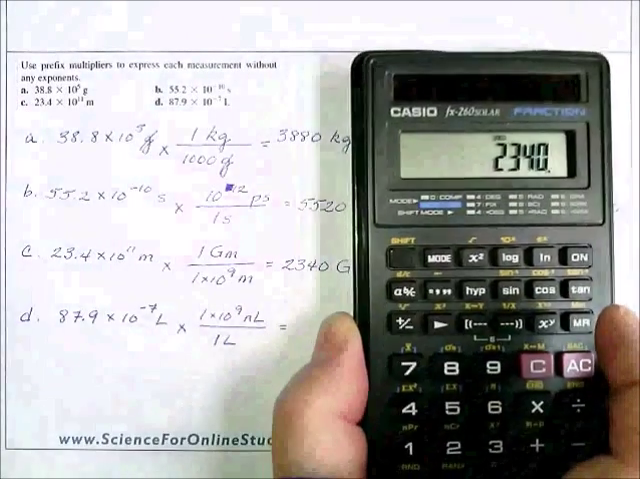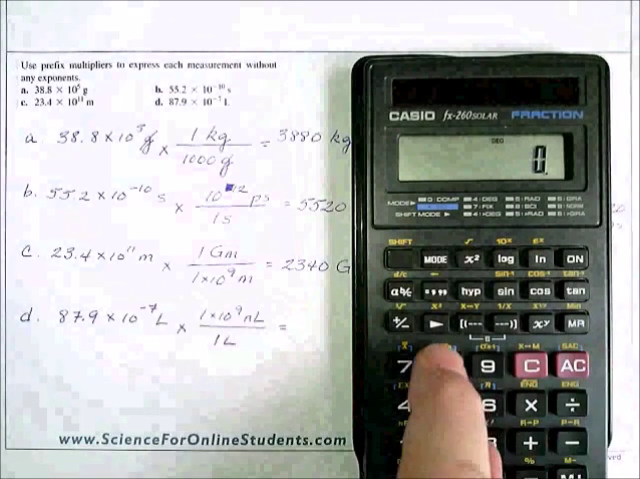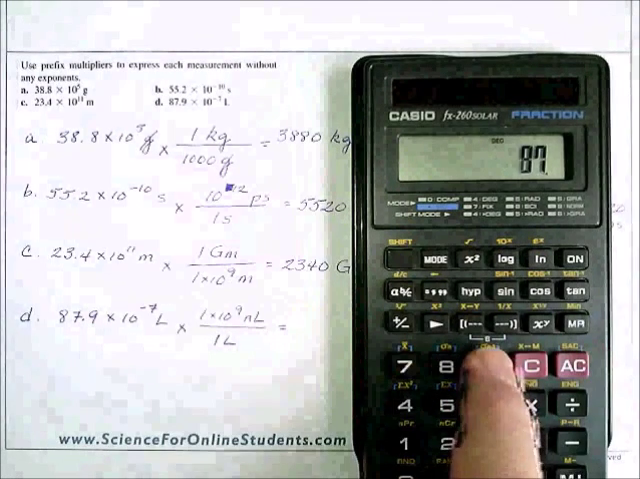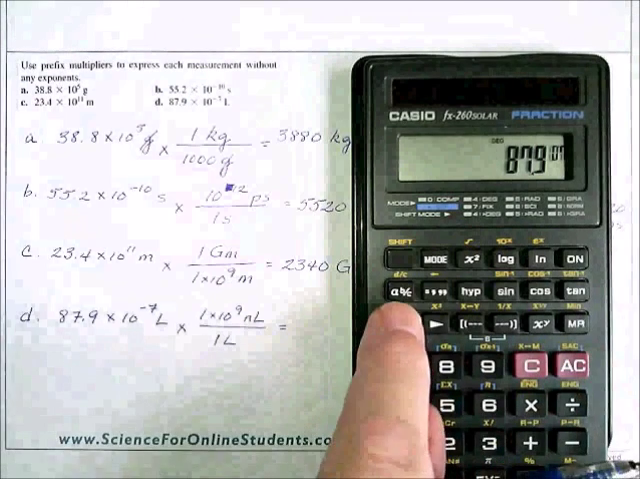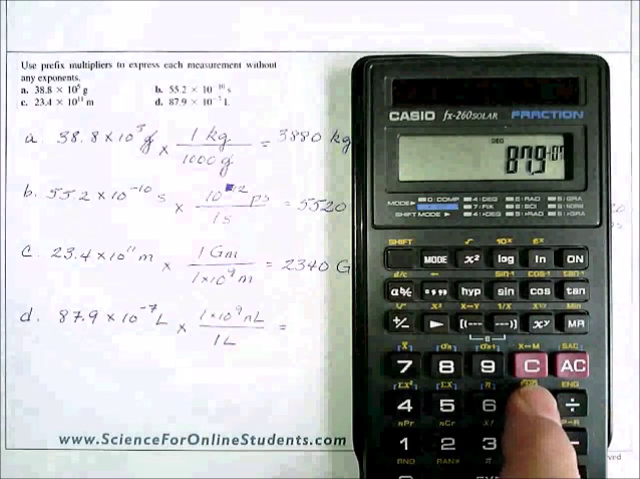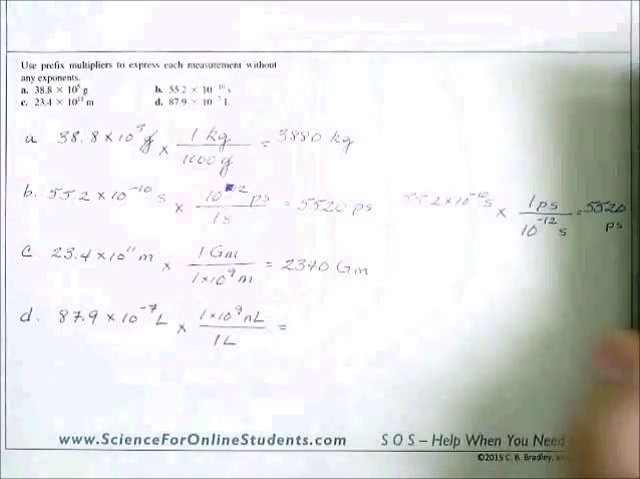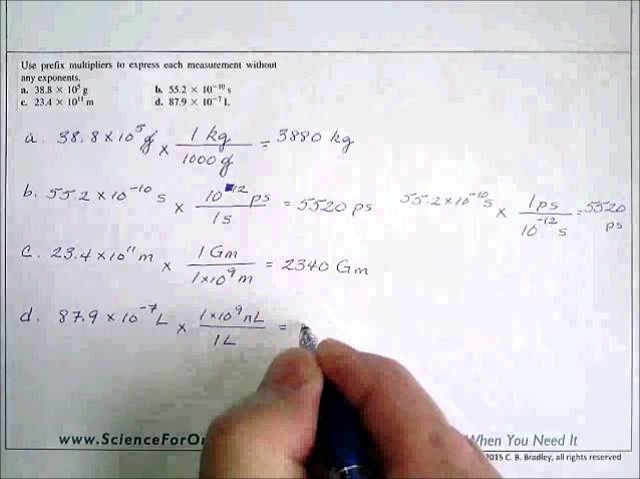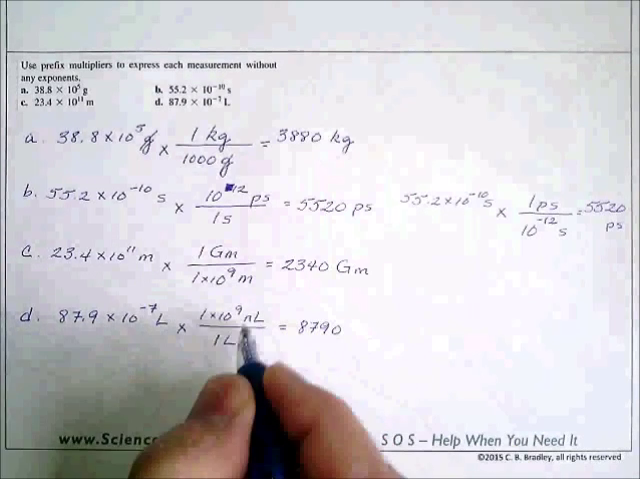Again, we're just moving the decimal place. 87.9 times 10 to the minus 7th times, we will multiply here, 1 exp 9 equals 8790. Nanoliters.